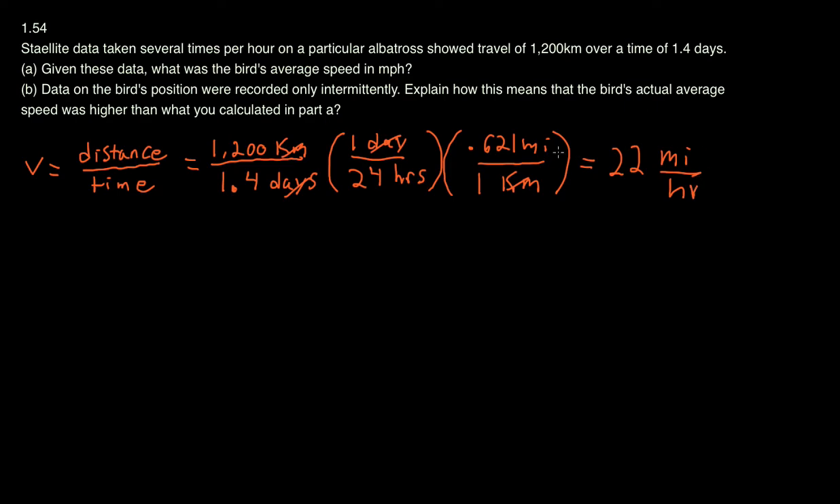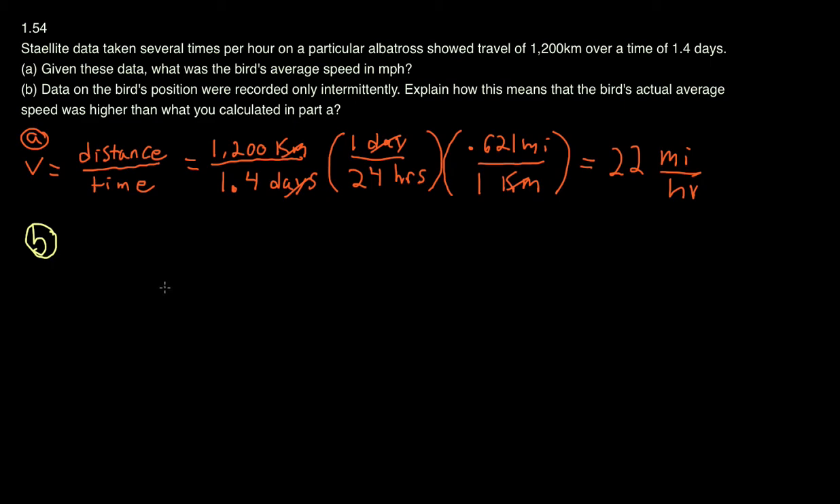Okay, so that's the solution to part A. So let me label this over here for you. Okay, now let's grab a different color for part B. This one's more of a thought experiment, really. So data on the bird's position recorded only intermittently. Explain how this means that the bird's actual average speed was higher than what you calculated in part A.